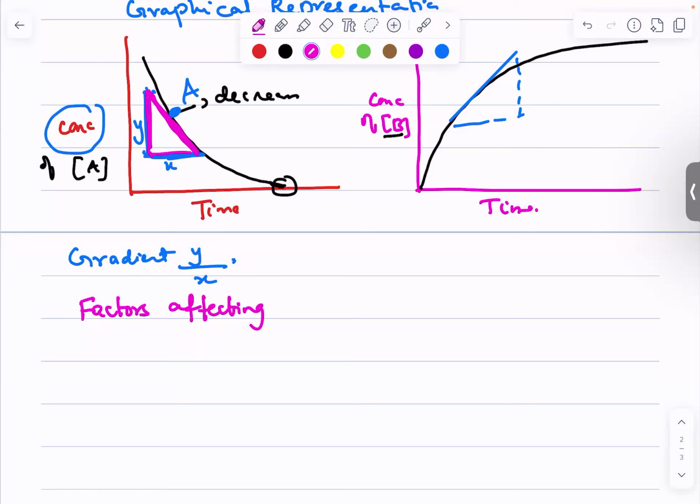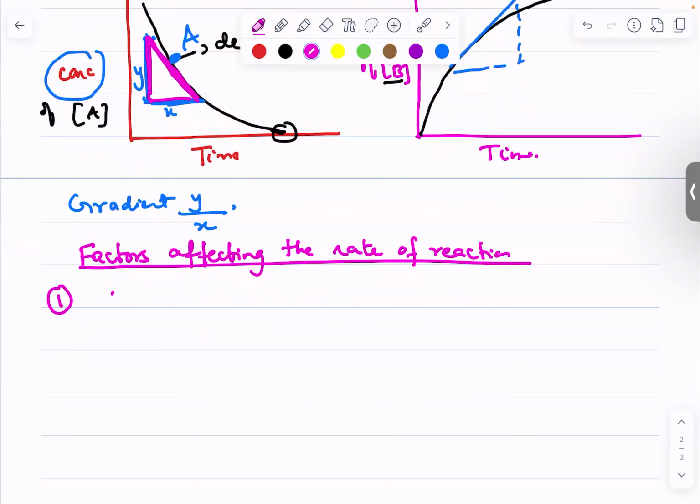Oh yeah, in terms of the effect of changing concentration, temperature, pressure, and surface area. Yes. So I'm going to discuss that with you as well, right? All right. So the factors affecting the rate of reaction. Now, there are few factors which can affect the rate of the reaction. The very first factor is the effect of concentration.